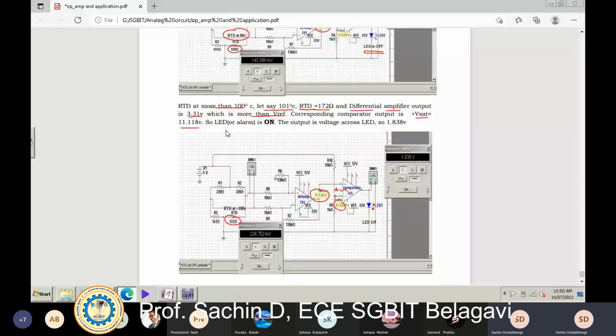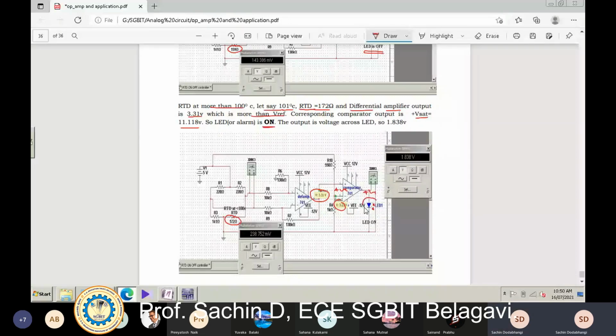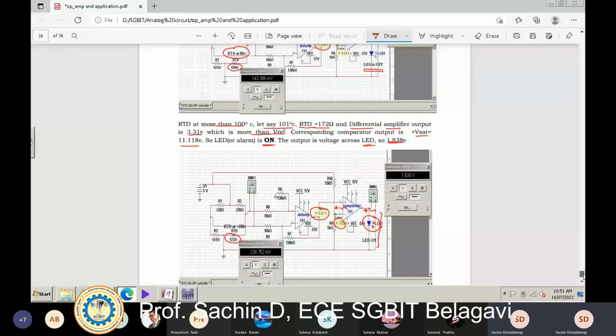If output voltage is positive, LED will be forward biased, so LED will be on. You can see the indication here, red color. LED is on here. So when LED is on, the output voltage will take the voltage across LED. So voltage across LED is 1.838. So clearly you can see the indication of LED on and off. Less than 100 degree centigrade, it is off. For more than 100 degree centigrade, it is on.